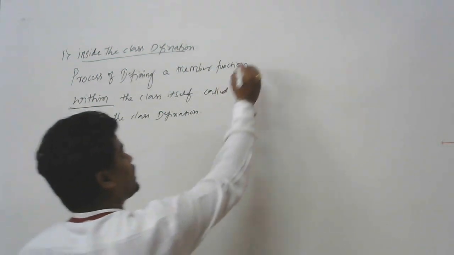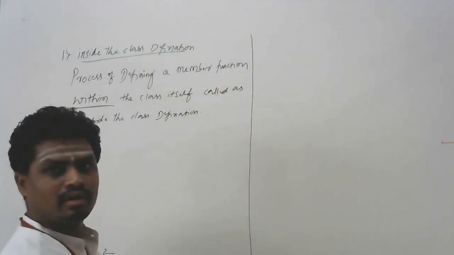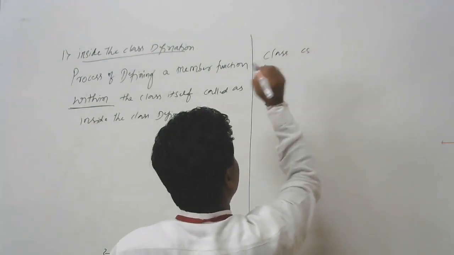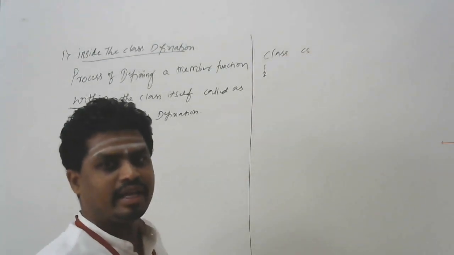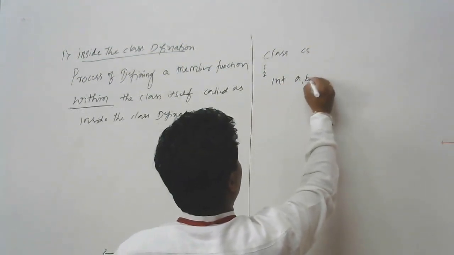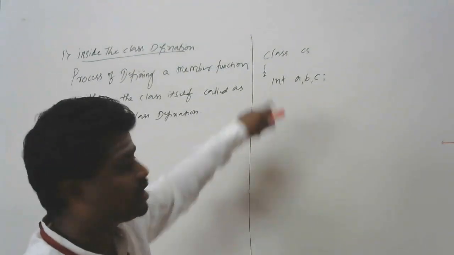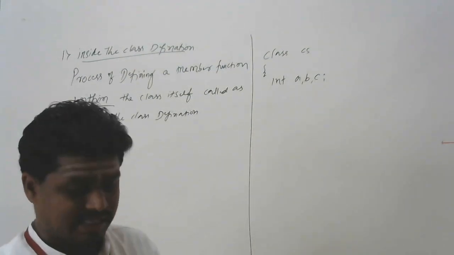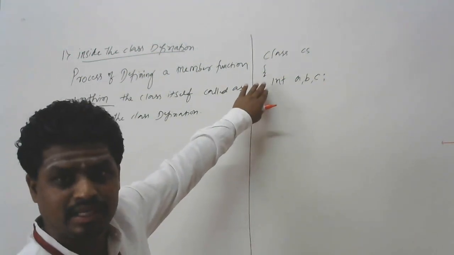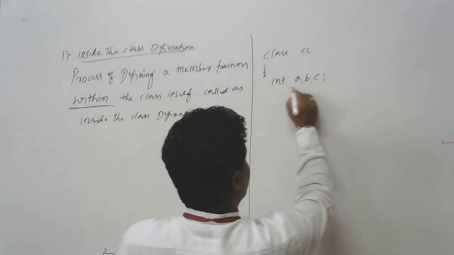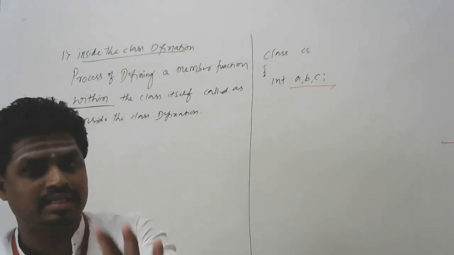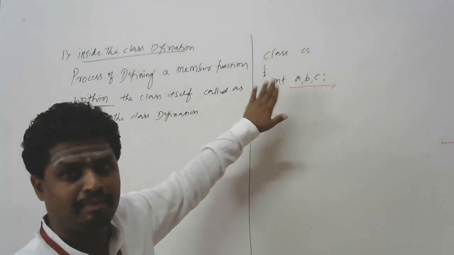Okay, we'll see the programming example. The same program: class CS, open the flower bracket. The same data members you declared, you take here: int a, b, c. You may ask, sir, here you have not used the access specifier. In the last class itself I clearly mentioned, if you do not specify any access specifier with the data member, then by default the compiler will consider it a private data member.